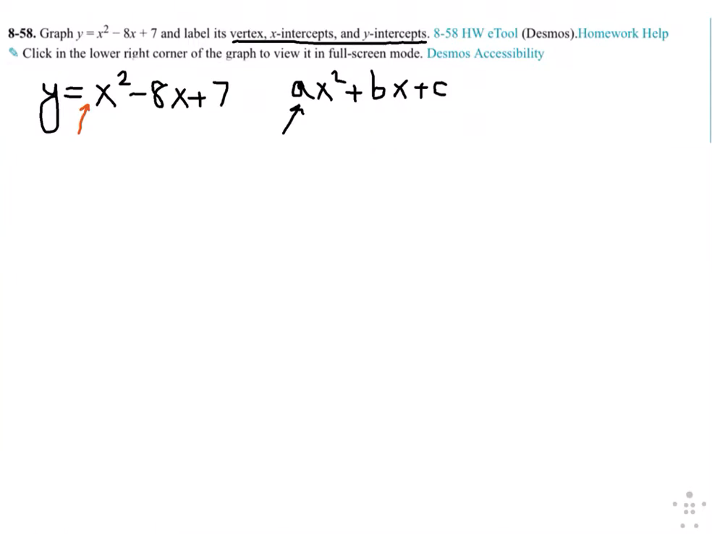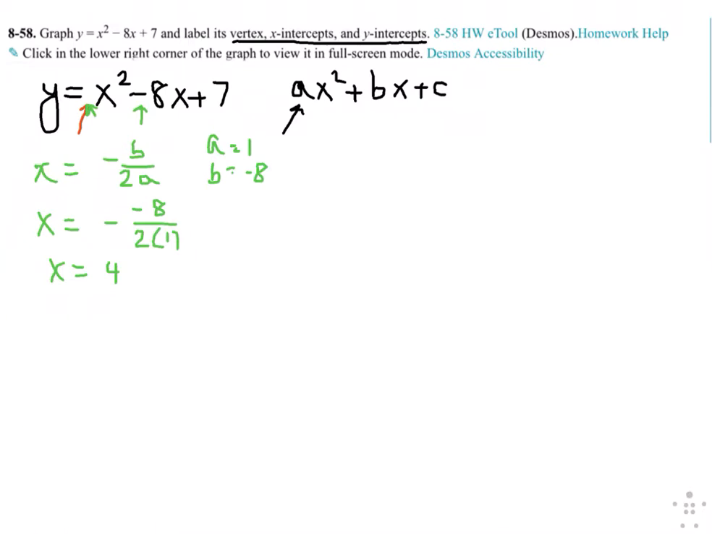The formula for the axis of symmetry is x equals negative b over 2a. In this case, a is 1 and b is negative 8, because negative 8 is right here. So we get negative negative 8 over 2 times 1. The negative of negative is positive, and 8 over 2 is 4. So the axis of symmetry is x equals 4.